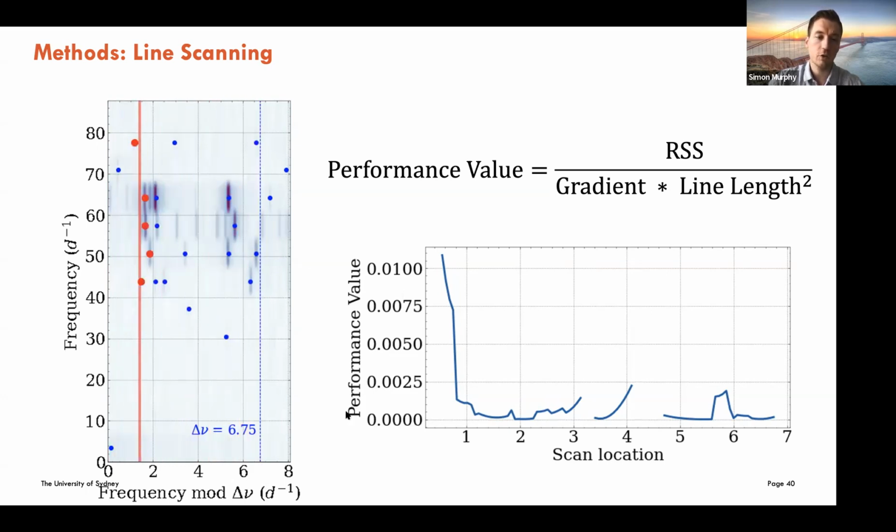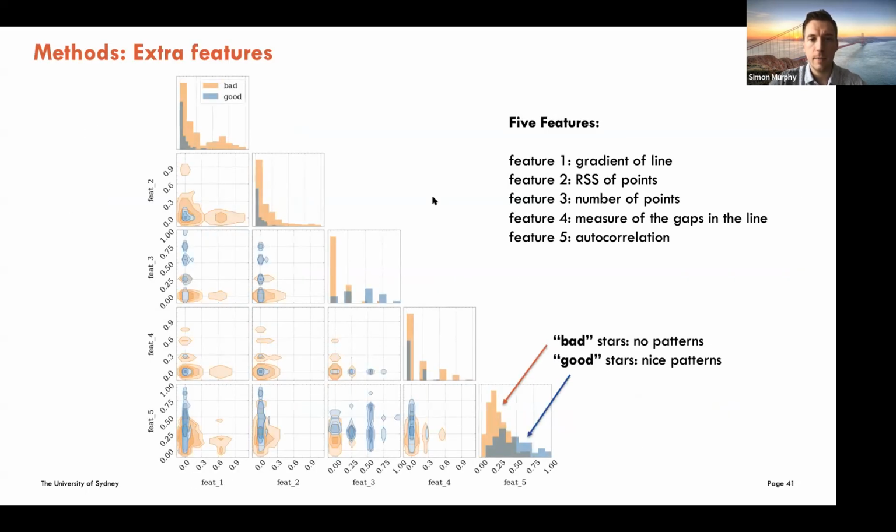So in addition to those 3 measurables, the residual sum of squares, the gradient, and the line length, Will also added a measure of gaps in the line. So basically how complete is that straight line? And he also included the autocorrelation, because as I said, we know it works. And when he combines these features together, he's able to pick out the bad stars that have no patterns and the good stars, which have nice patterns.